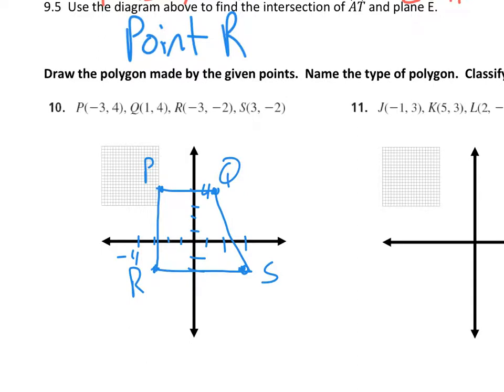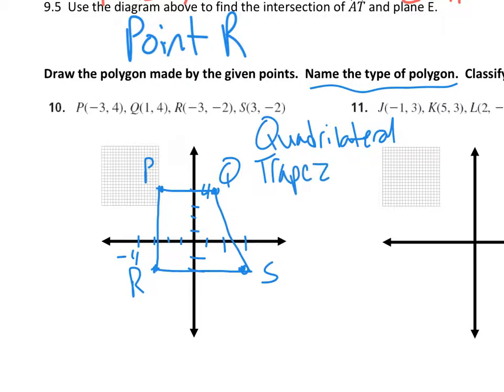We haven't talked a lot about all these, but this is a quadrilateral. Okay, that won't necessarily be on the test. We'll talk more about that in the future. Or it's really a trapezoid. If you got that, nice job. Okay. And then we want to classify the angles.